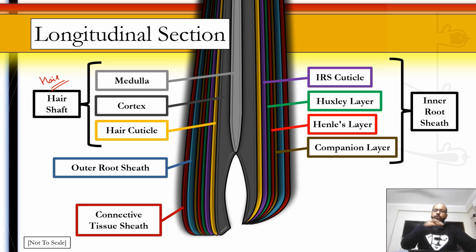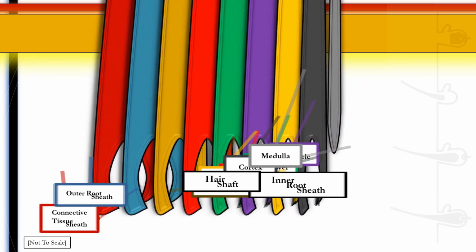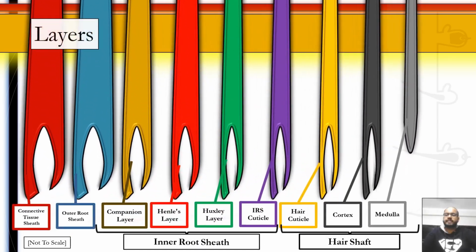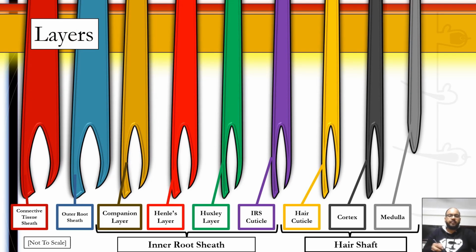from outside to inside, we have the connective tissue sheath, then we have the ORS, then we have companion layer, Henle layer, Huxley layer, and IRS cuticle. All four of these together form inner root sheath. Then we have hair cuticle, cortex, and medulla, which together form the hair shaft. We are clear on that? So we have looked at the longitudinal section of a hair follicle. Let's look at the transverse section.